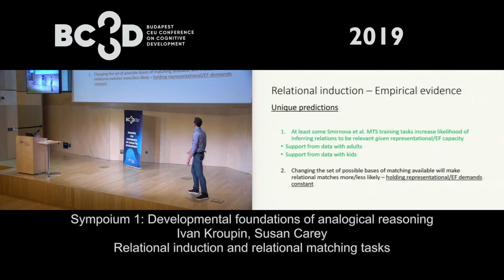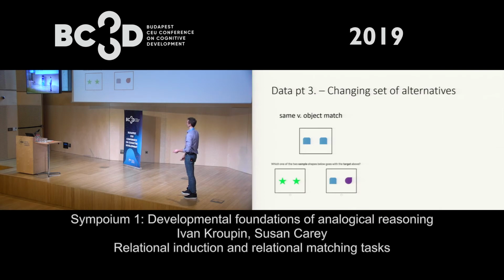A second unique prediction, just sort of try to speed through here, is because relational induction, unlike the capacity to represent relations or executive function, relational induction is the process of selecting a particular representation out of a set of possibilities, right? So a prediction that comes out of a relational induction account is that changing the set of options under consideration should be able to influence whether relations are selected, whether relations are identified as relevant to the task at hand. So let me show you what I mean by that in this context.